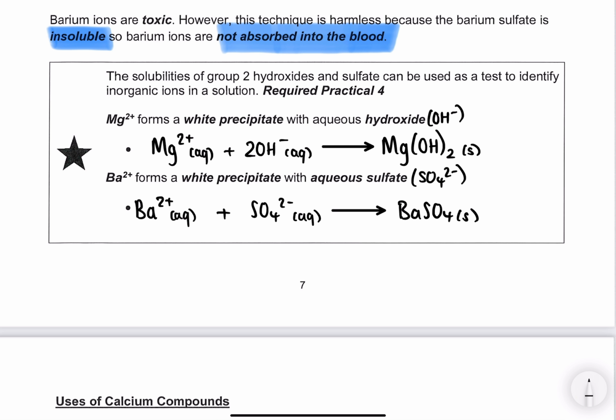So for example, if we had a colourless solution and we knew it contained a group 2 metal, we could add sulfuric acid, and whichever one gave a white precipitate would be the one that contained barium ions. This is not, remember, a test for barium and magnesium, it's a test for the ions of barium and magnesium. So it'd have to be something like barium chloride, magnesium chloride that we were testing.